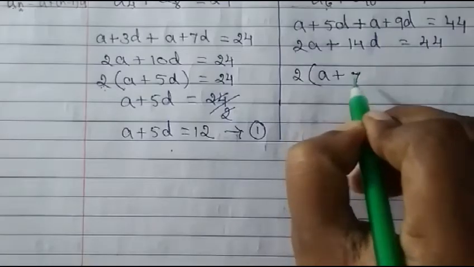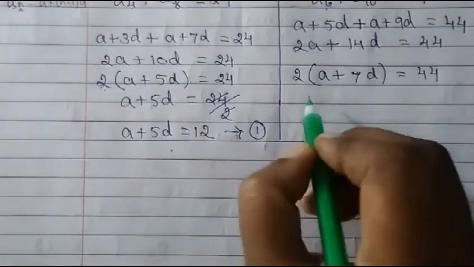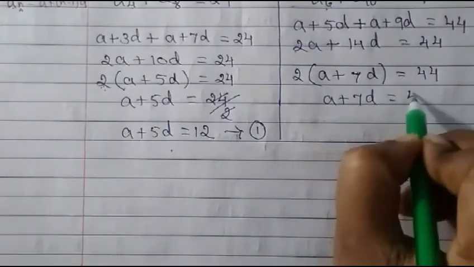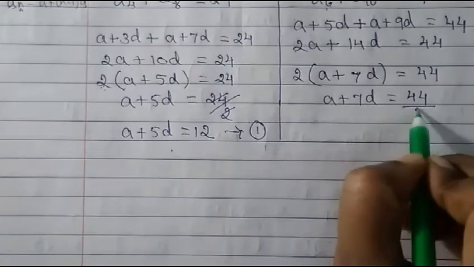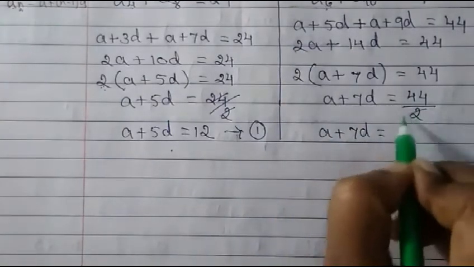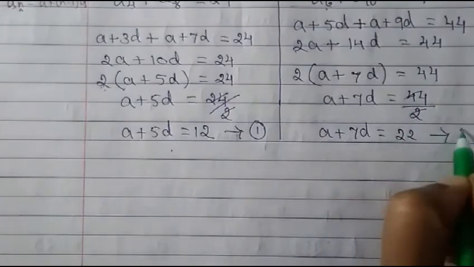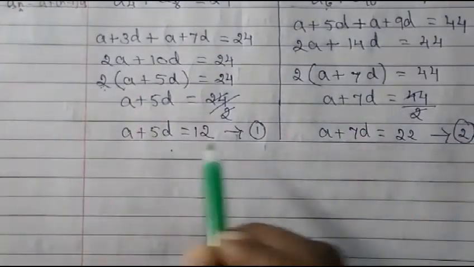7 2s are 14. So 44. Now let's keep a plus 7d here, 44 here. This is in multiplication. When it comes to this side, it becomes division. So then a plus 7d equal to, if you divide, we will get 22. So this is equation 2. Now we have simplified this and got two equations.